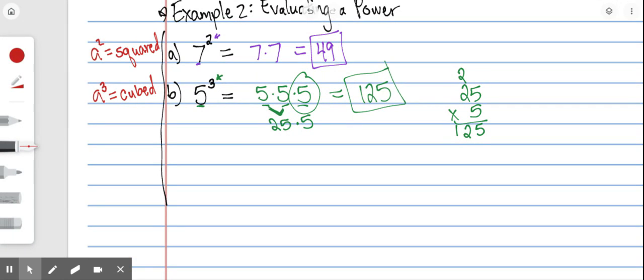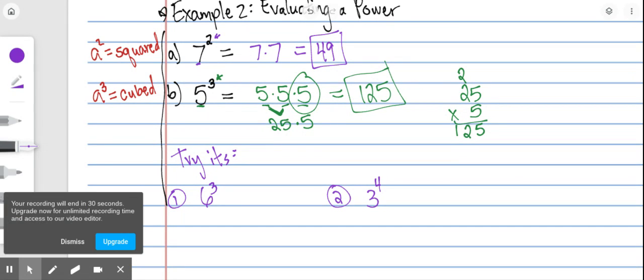All right, now time for Try-Its. These ones are your turn. The last things we're doing. The Try-Its are 6 to the third power and 3 to the fourth power. They're a little tricky, but I believe in you. So pause it right now. Take a second and solve these problems.